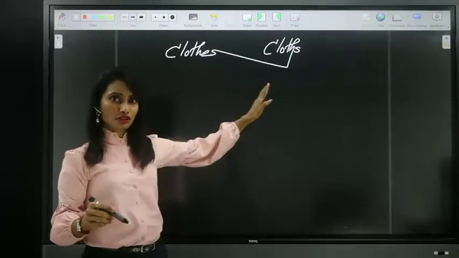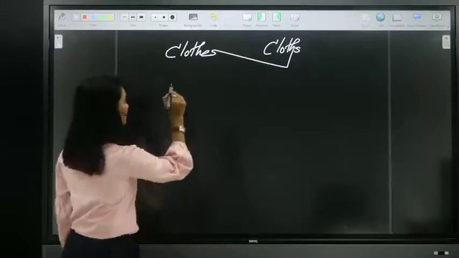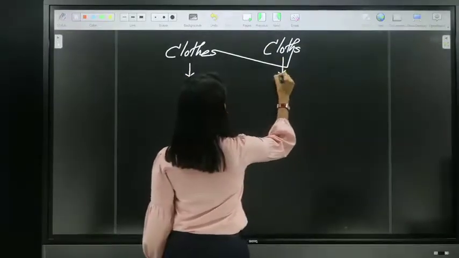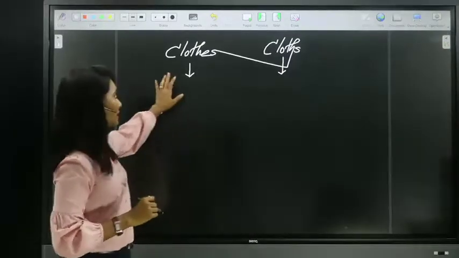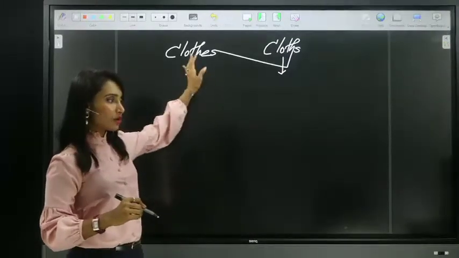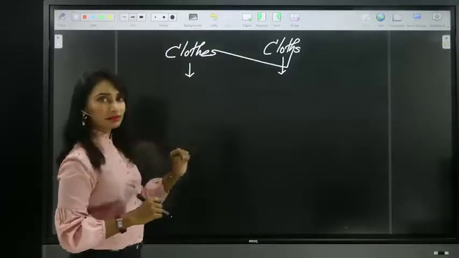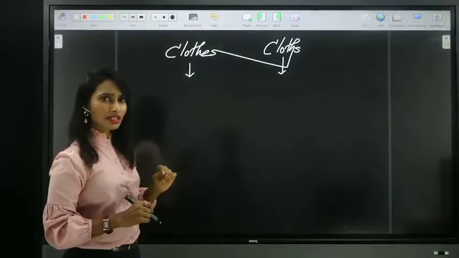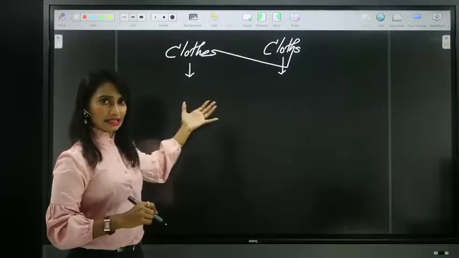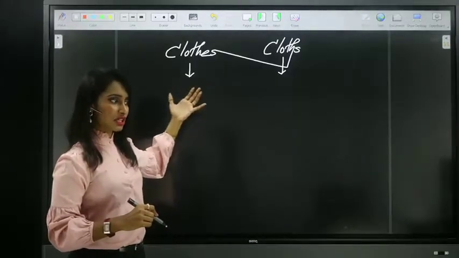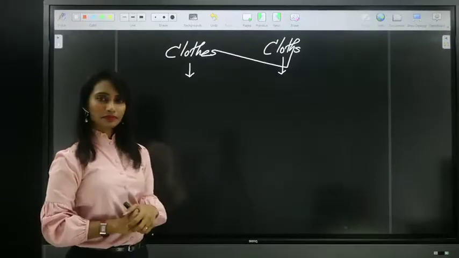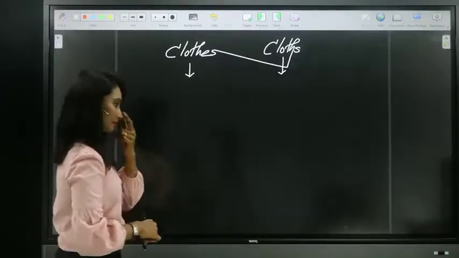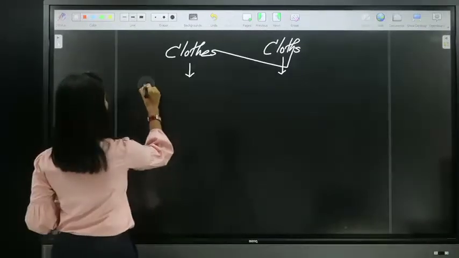Clothes, cloths. Anyone, quick. What is CLOTHES and what is CLOTHS? What's the difference between these two? First, let me know what is CLOTHE. Any answer from you guys? Fine.